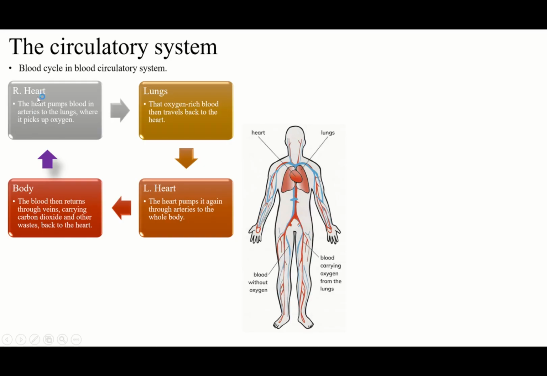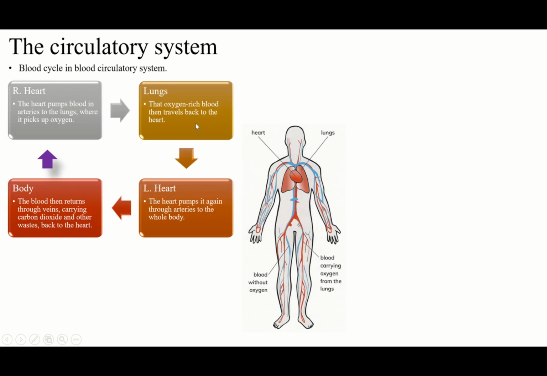In number one, the first step is the heart pumps blood in arteries to the lungs. It means from the heart to the lungs, where it picks up oxygen, of course. It means the heart will send the blood without oxygen, low oxygen, deoxygenated blood, to the lungs for what? To pick up oxygen. It means it's going to be oxygen-rich blood after leaving.